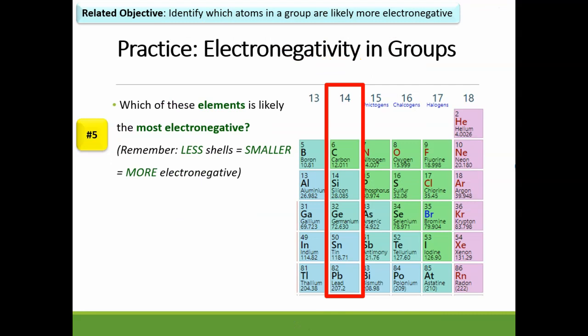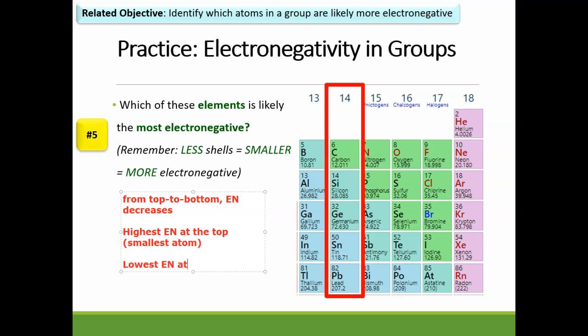All right, so which of these elements is likely the most electronegative? Again, the fewer shells you have, the smaller you are, and therefore the more electronegative you are. So again, we talked about this pattern that as we go from top to bottom, electronegativity decreases. So what this means is that you have the highest electronegativity at the top with your smallest atom, and you have the lowest electronegativity at the bottom with the largest atom.